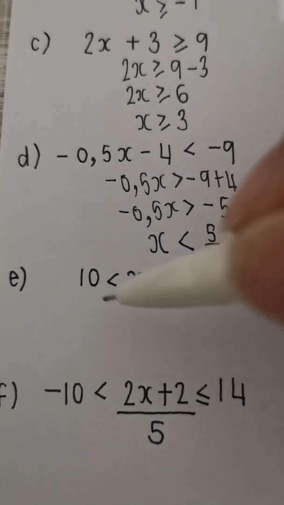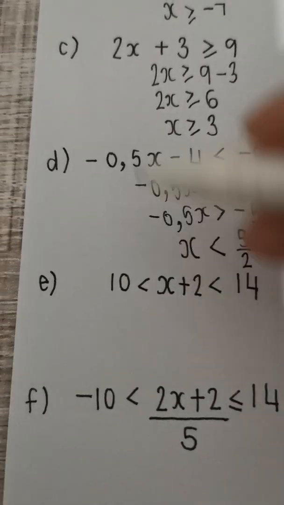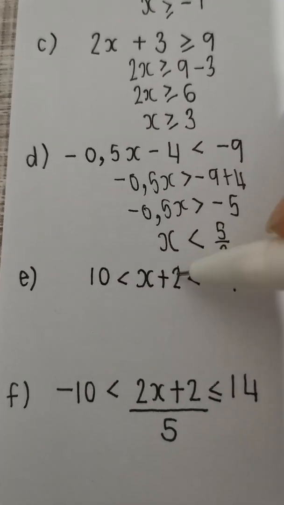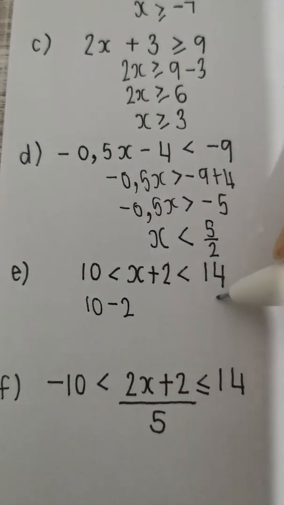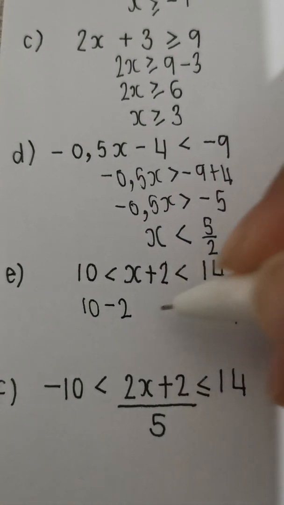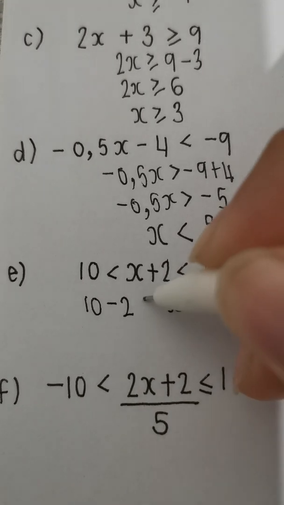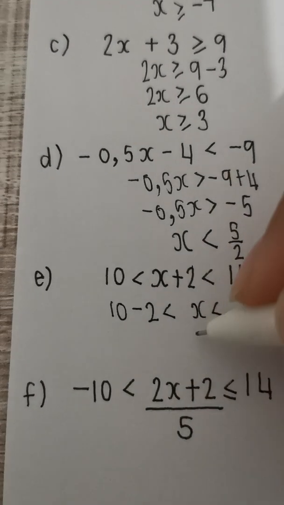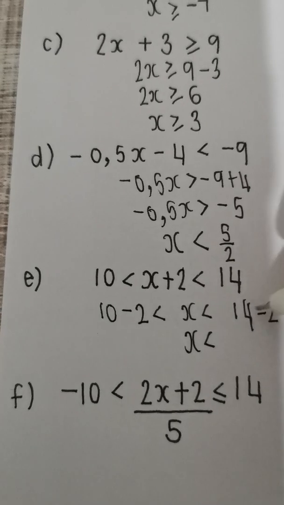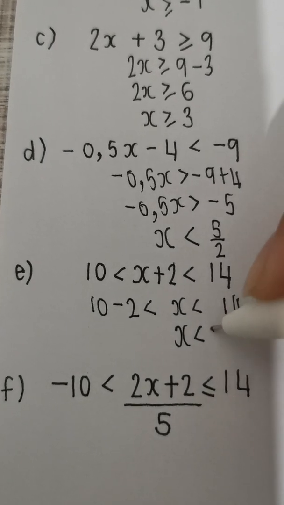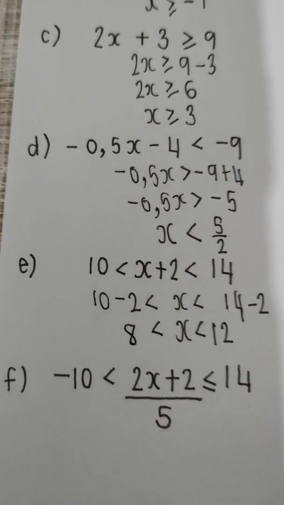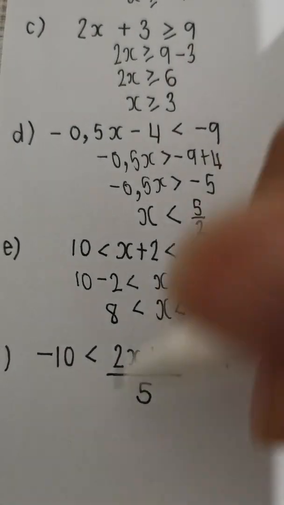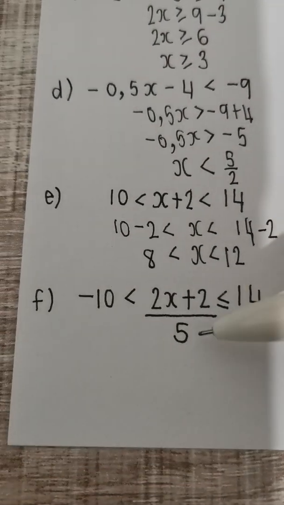Okay. If you get the one where there's two parts to it, you have to take this 2 to this side and to this side. So it would be 10 minus 2 on this side, and this side 14 minus 2. And the x is left in between with the same signs. X is 14 minus 2 is 12. 10 minus 2 gives me 8. And that's my answer.